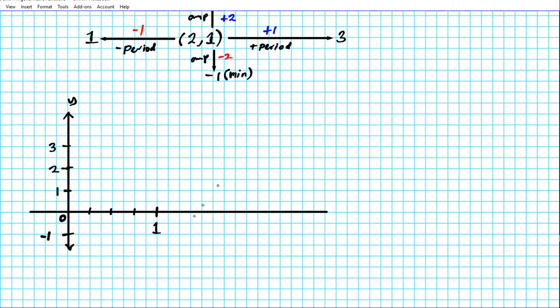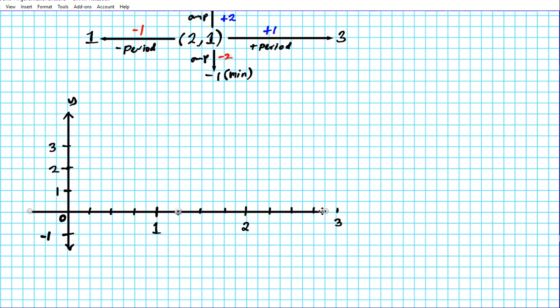So we're going as far as 3. So that's not good enough. We're going to keep going. 1, 2, 3, and then that's 2. Keep on going. 1, 2, 3, and then bam. That's how far we go.